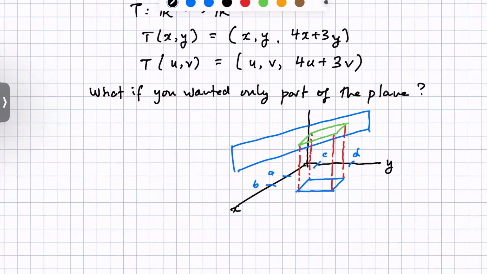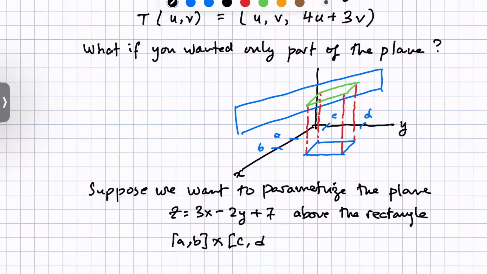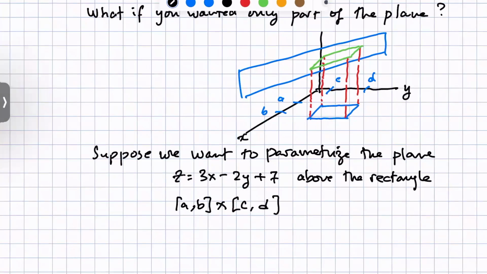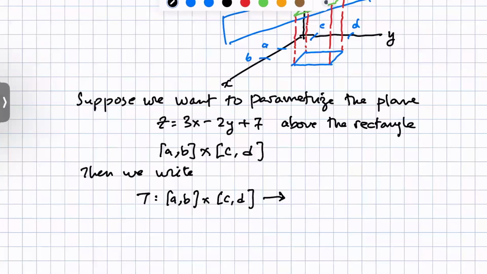So suppose we want, let's just give a different example, to parametrize the plane, say z equals 3x minus 2y plus 7 above the rectangle A, B cross C, D. This notation right here means the rectangle with x coordinates A to B and then y coordinates C to D. Then we would write T from AB cross CD to R3, given by T of u, v is equal to u comma v comma z. The z coordinate is 3u minus 2v plus 7.